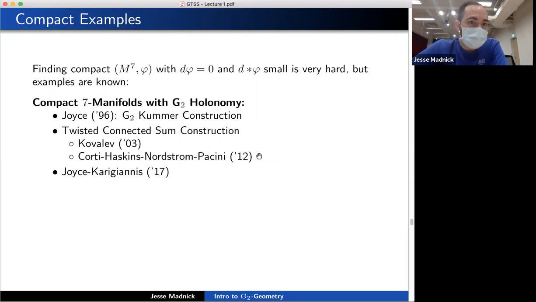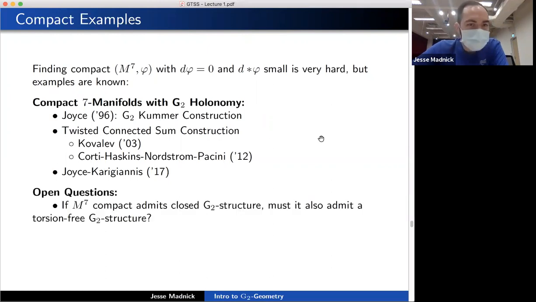And recently, Joyce and Karigiannis, based on Joyce's construction, found some sort of analog of the G2 Kummer construction. You have a different type of singularity structure, and you can resolve it by gluing in certain families of Eguchi-Hanson metrics. I shouldn't talk too much about things I'm not expert in.